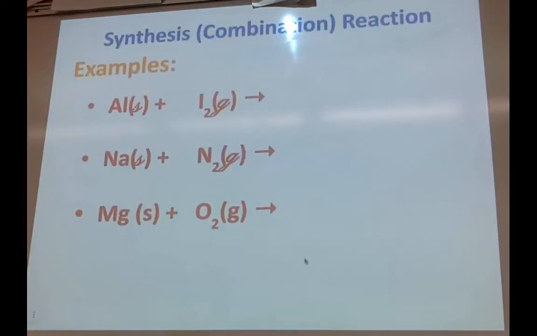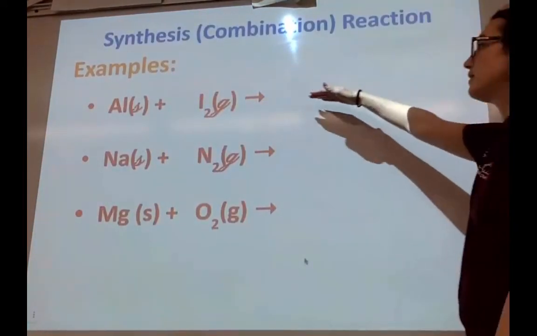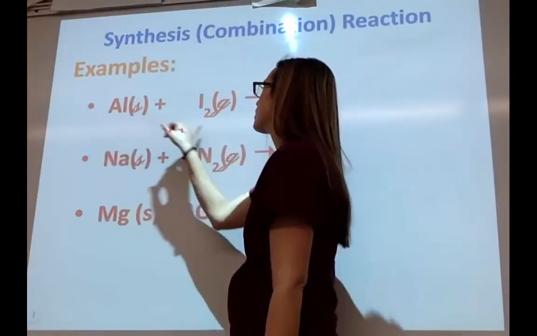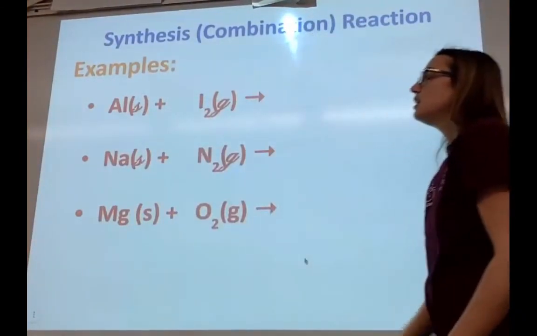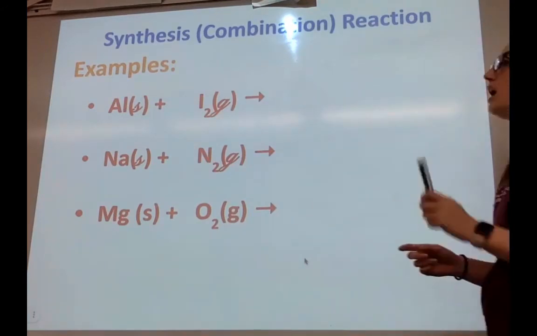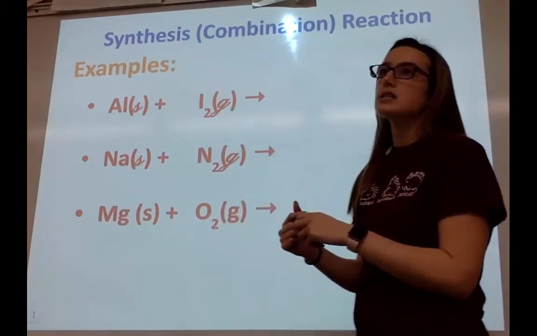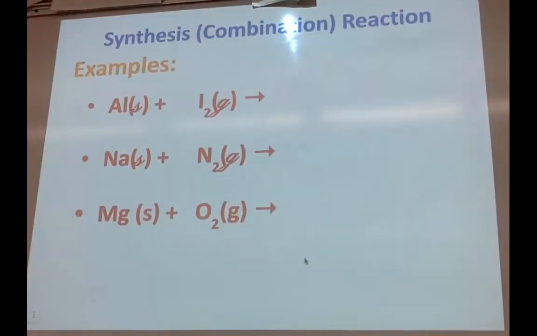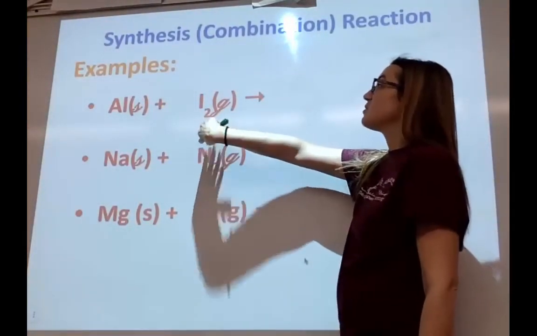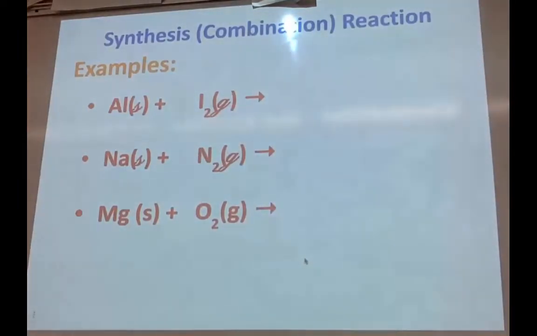So that's just showing another example. If we look at this one, here's aluminum plus iodine. Now you're going to notice this is an S for solid, a G for gas. We can represent states of matter as well. Right now I'm not as concerned about states of matter. We'll focus on those later. I'm concerned about forming the products. So aluminum is Al, iodine is I. When iodine is by itself, it's I2 because it's diatomic.